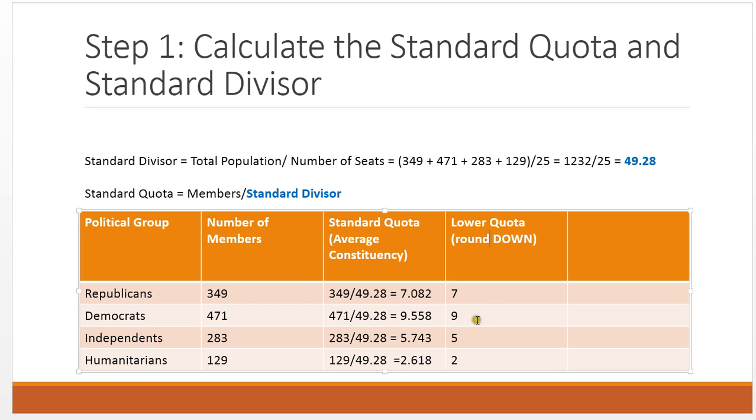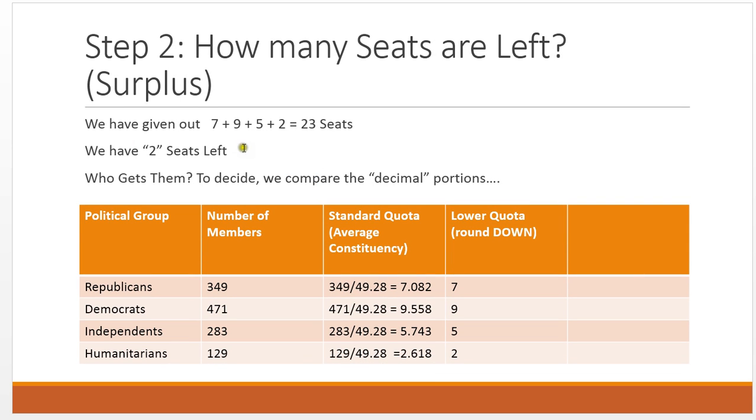Now, what's the sum of the seats we've given out so far? 7 plus 9 is 16, another 5 is 21, and 2 extra is 23. So we've given out 23 seats so far, but we have 25 total to give out. And so because of that, we actually have 2 seats left in our surplus. And we have to decide who gets those last 2 seats. The way that we do this is we compare only the decimal portions. The largest decimal portion gets the first of the 2 seats. The second largest decimal portion gets the next one.